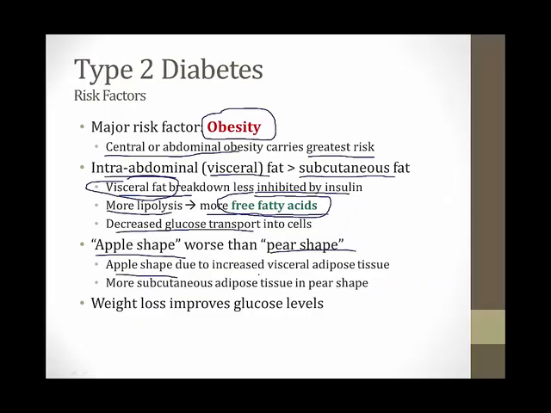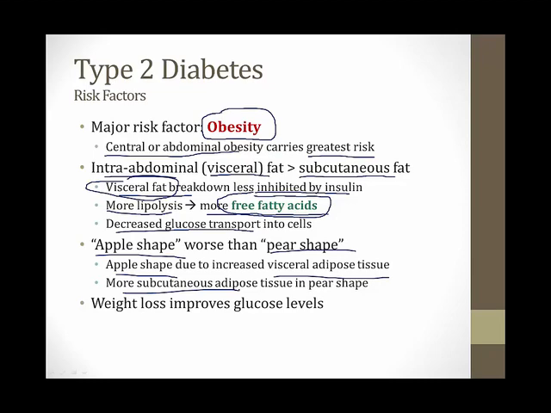Another thing you should know about risk of diabetes is that the apple shape is worse than the pear shape. People with an apple shape tend to look like this. Lots of their fat is in their abdomen in the middle. People with a pear shape tend to look like this. They carry lots of their fat in the subcutaneous tissue around their hips. So the apple shape is due to increased visceral adipose tissue. That is the worst kind of tissue in terms of diabetes risk. The pear shape has more subcutaneous tissue, which is less bad in terms of diabetes.